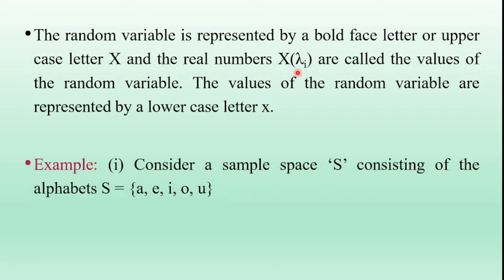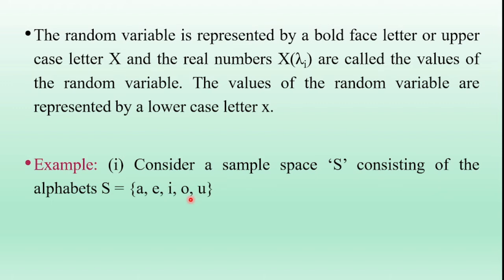That is the definition of the random variable. Next, coming to an example of the random variable. Consider a sample space capital S consisting of the alphabet, so that sample space capital S is equal to {A, E, I, O, U}. Here the outcomes of the experiment are A, E, I, O, U. So A, E, I, O, U are the vowels.